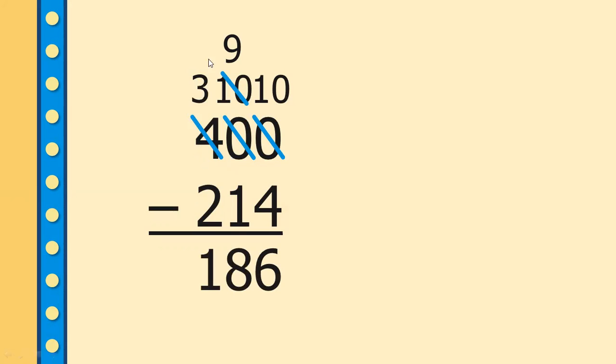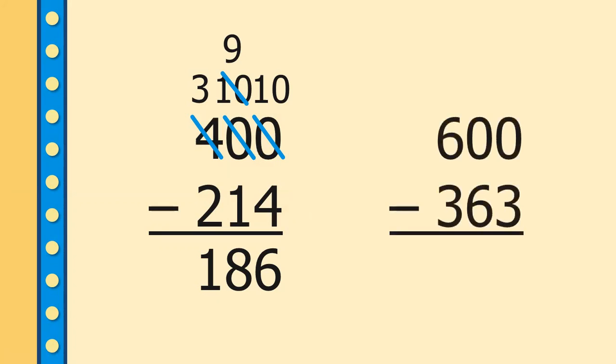So the slide showed it to you left to right, but we always start right to left when we are borrowing. So you make your 0 a 10. And then the next one, you would normally make that a 10, but because you already borrowed from there, you have to make it a 9. And then your 4, you have to make that a 3. So your answer is 186.